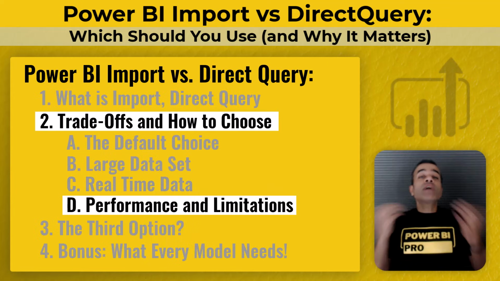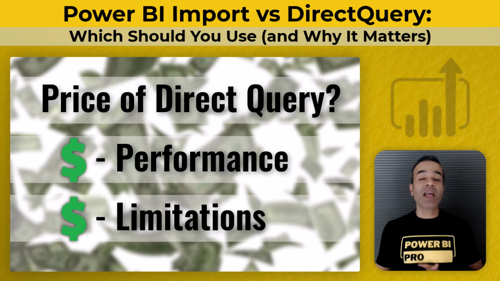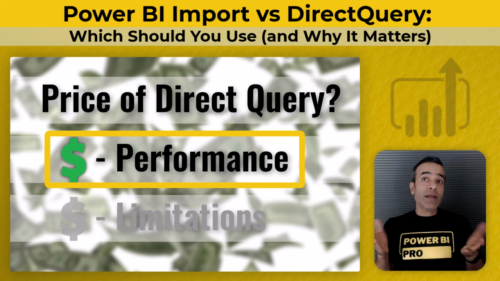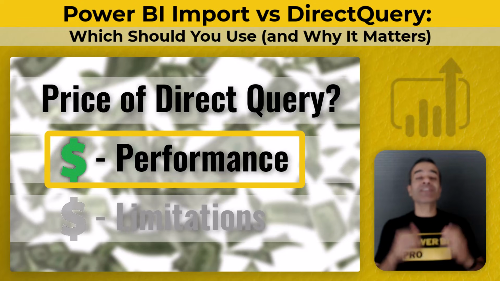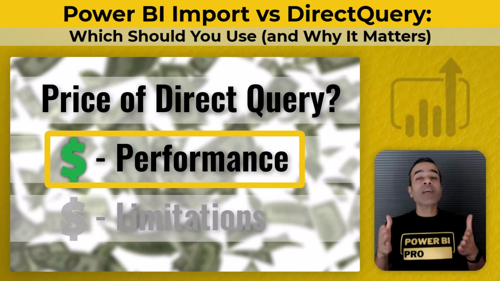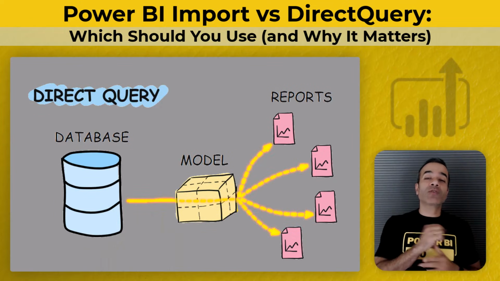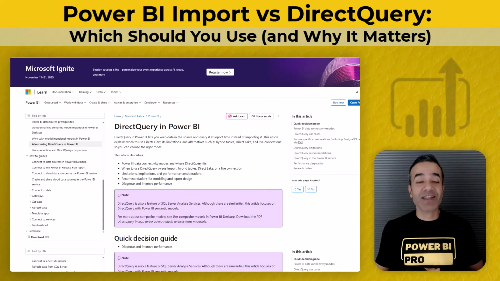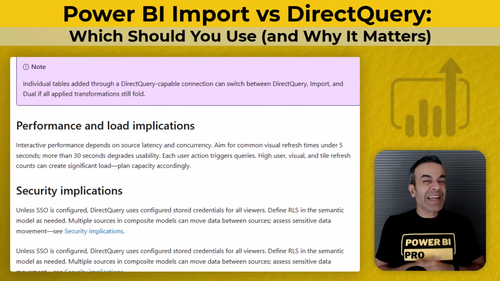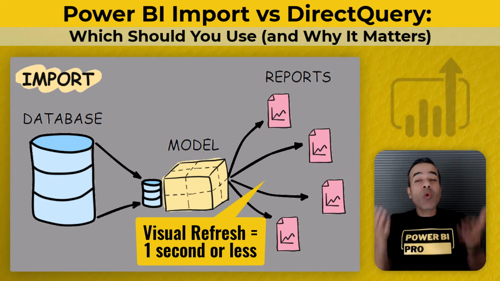So we talked about the price you pay for direct query, and it's really two things: performance and limitations. Let's start with performance. Direct query is slow, sometimes painfully slow. Import models are snappy. Click a slicer, visuals update instantly. That's how Power BI is meant to feel. But direct query, every click has to go back to the source, and that adds up fast. Microsoft even tries to set your expectations. Their official direct query documentation kind of says that it can take from 5 to 30 seconds for visuals to refresh. In import model, I try to keep that to 1 second or less.